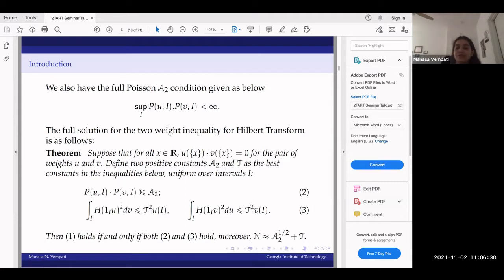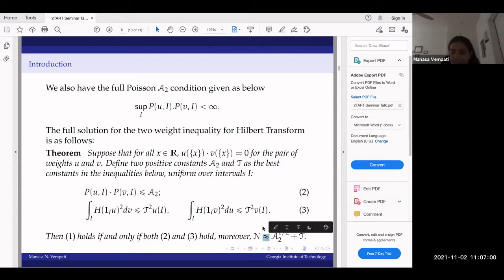Now 2 is the full Poisson A2 condition, and 3 here that you see is the testing condition for the Hilbert transform. 1_I that you see here is the indicator function on the interval I. Not only does this theorem give us the necessary and sufficient condition, but it also characterizes the best constant in the two-weight inequality. It gives the best constant N in terms of the A2 condition and the testing condition.